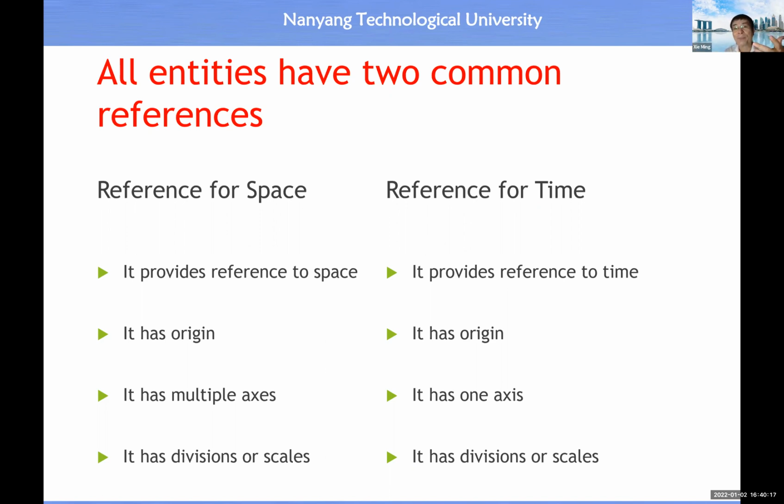So therefore, from the need to understand the spatial constraint or the time constraint, we automatically need to introduce a reference for space and a reference for time, in order to tell the information about the position of a physical entity in the physical world.